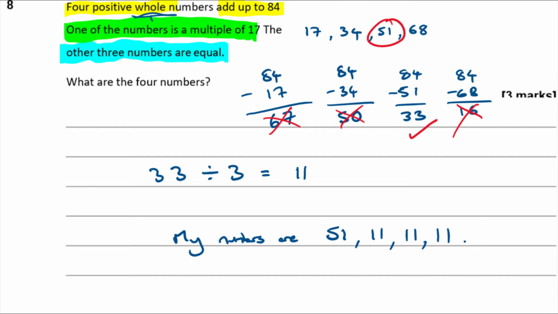Now at this point you might just want to double check your working by adding your 4 numbers back up and just double check that you do get 84. 51 and 11 and 11 and 11 does add up to 84, so I'm pretty confident we've got it right. Okay, good job, let's move on.